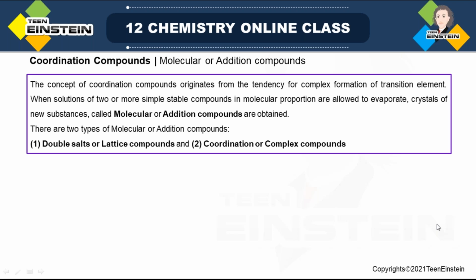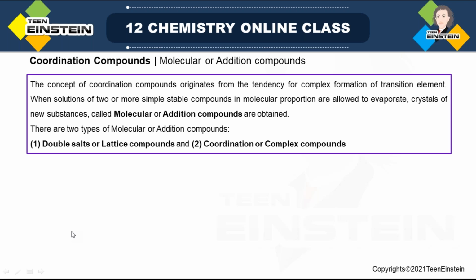Now the topics that we'll be covering in today's class are molecular or addition compounds. Then there will be some important terms that we use in coordination compounds. We'll also see what is the difference between double salt and coordination compounds. Then Werner experiment, different types of ligands, and obviously some related problems. So molecular or addition compound.